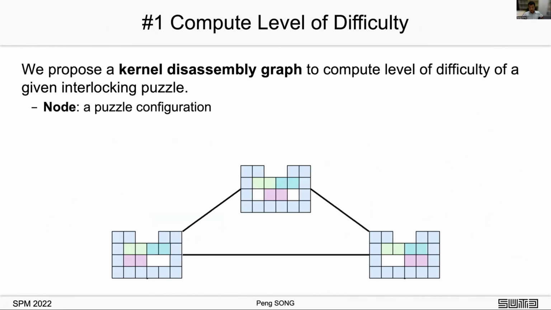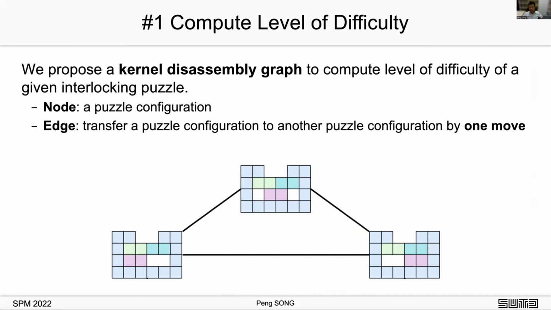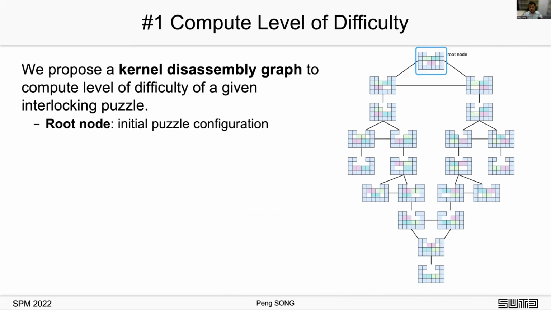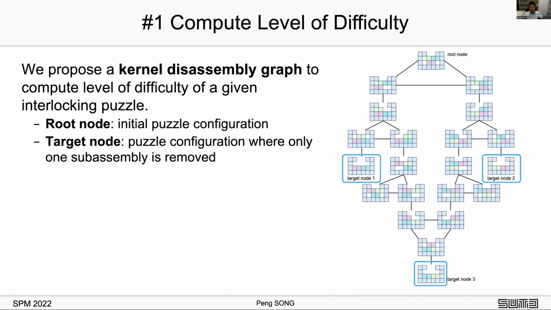First, we propose a kernel disassembly graph to compute the level of difficulty of a given interlocking puzzle. In this kernel disassembly graph, each node is a puzzle configuration, and each edge represents the transfer from a puzzle configuration to another puzzle configuration by a single move. The root node represents the initial puzzle configuration. See the node at the top of the graph. A target node is a puzzle configuration where only one puzzle piece or subassembly is removed. In this example, we have three target nodes highlighted with rectangles.